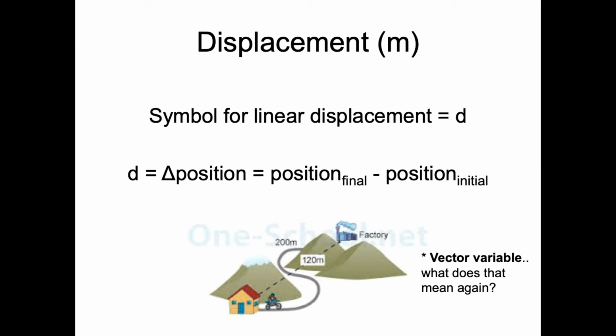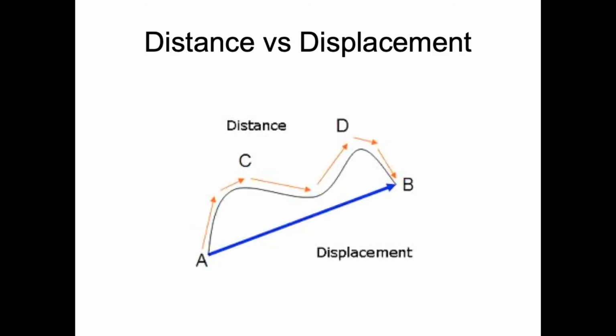The mathematical equation we use is this. d, for linear displacement, equals Δd. This triangle here is a Greek letter that represents change in position. So when you see the triangle, it means displacement equals change in position. Change in something is usually taking its final minus the initial. So you take the position at the factory minus the position at the house, and you end up with the displacement of this person on his bike.